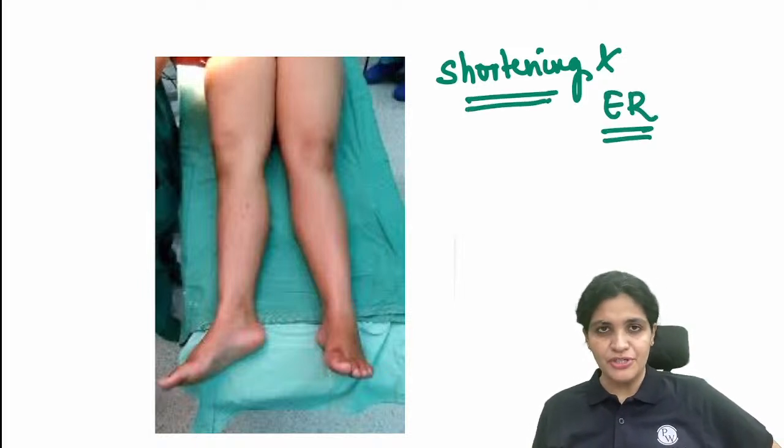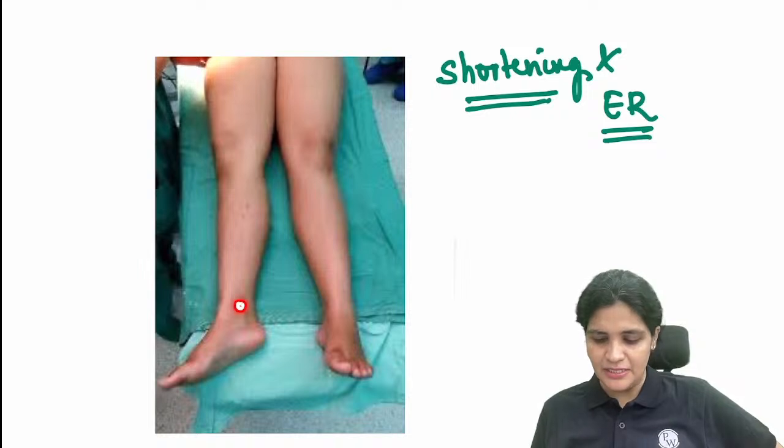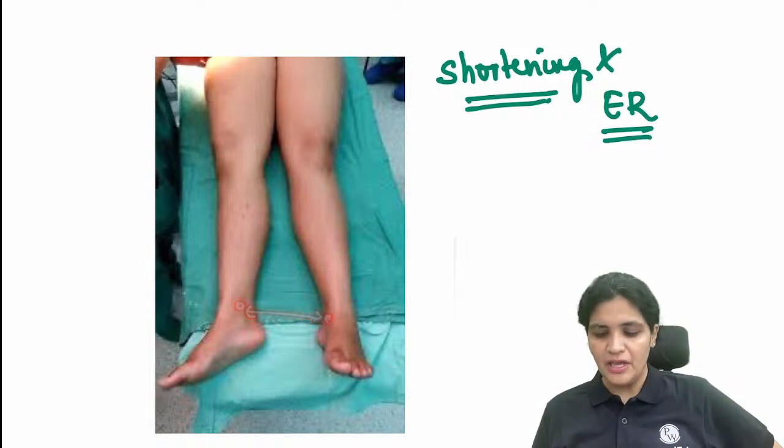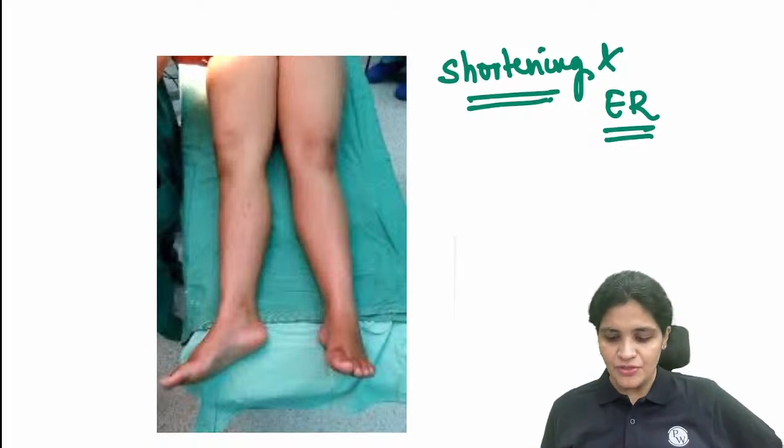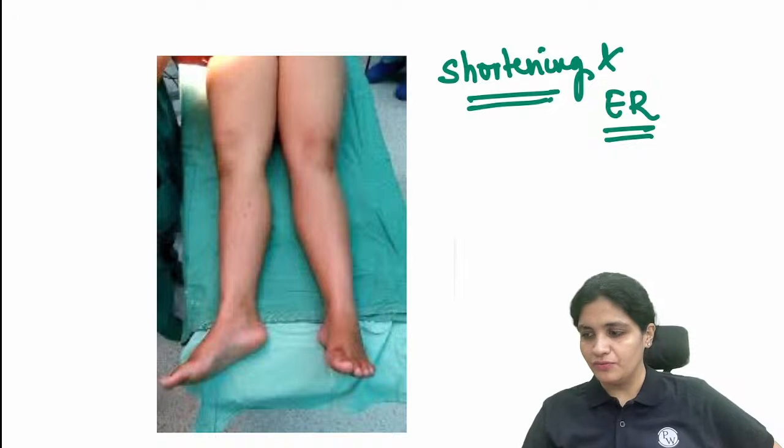So now what you have to check for this is the medial malleolus. Here is one more medial malleolus. So here you see there is some amount of shortening. So the limb has gone up, and you see the lateral border is completely touching the couch. This is an example of the external rotation.